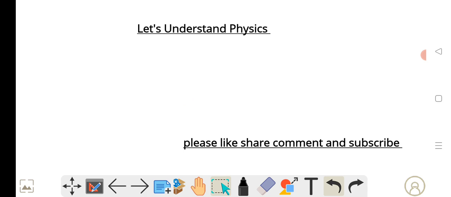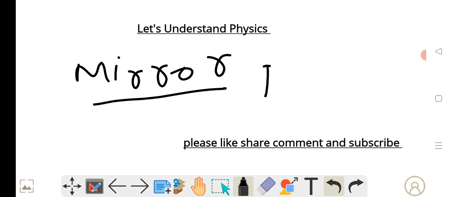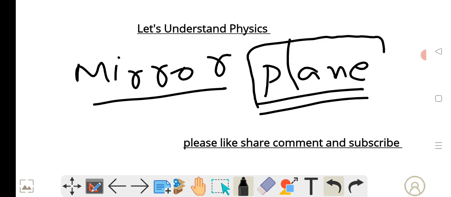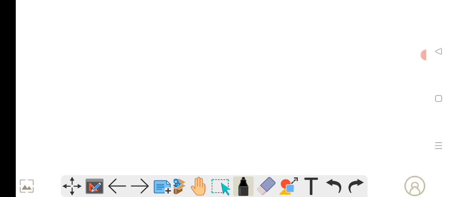Now see here, if you have a plane mirror. This plane mirror is generally used in houses. All of us, when we are getting ready to go to school, or to go to office anywhere, we generally look at our face in the mirror which is in our house, that is a plane mirror. So here, a plane mirror has two surfaces, right?